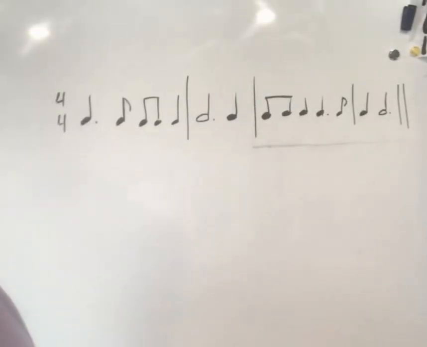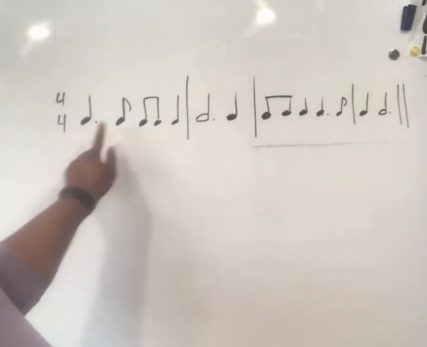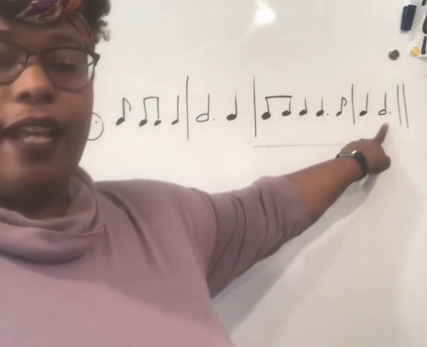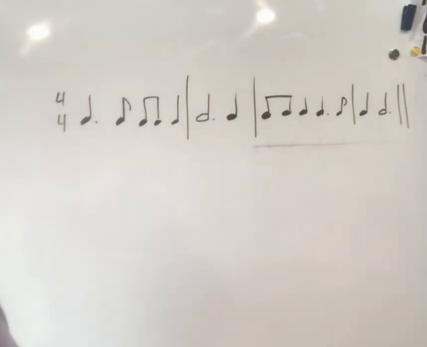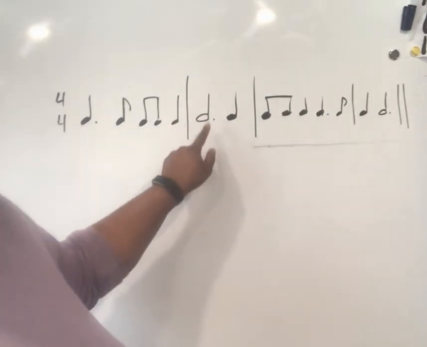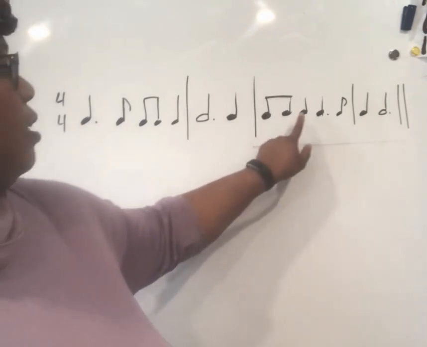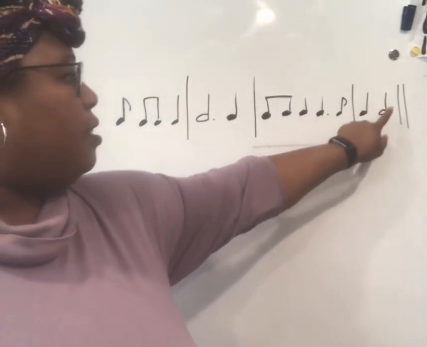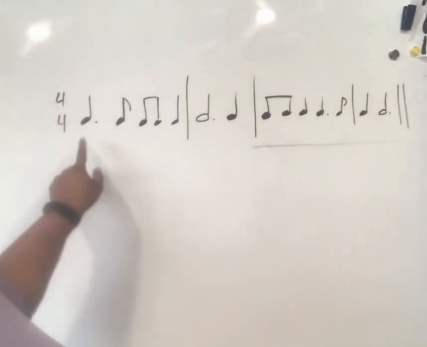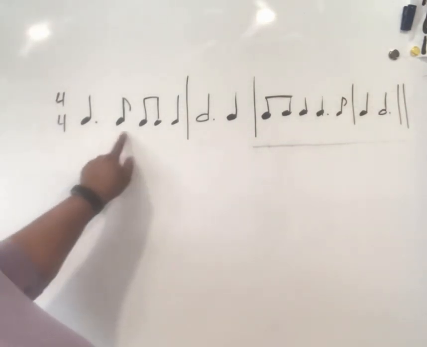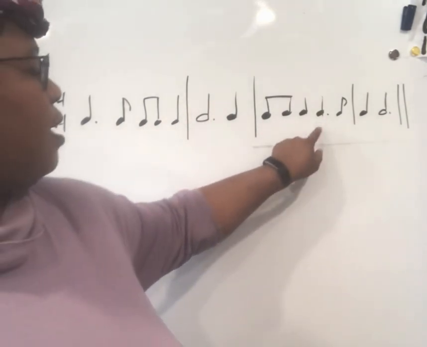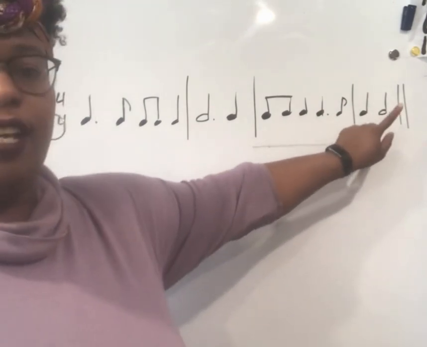Okay, here's our new rhythm. We have a dotted quarter note here, a dotted half note here, a dotted quarter note here, and a dotted half note here. This is what this rhythm sounds like. Ta dee ta dee ta, ta ta ta dee ta, ta dee ta, ta. I'll do that again. Ta dee ta dee ta, ta ta ta dee ta, ta dee ta, ta.